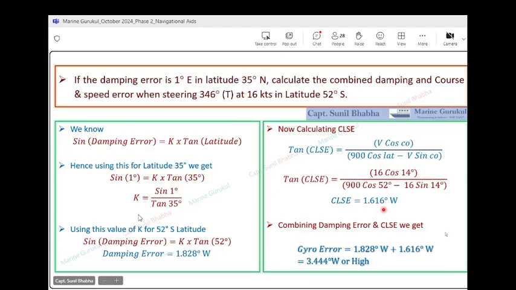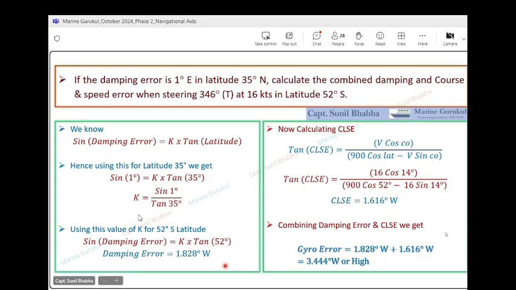Now to obtain the direction or the name of the CLSE or the steaming error, we are aware that the steaming error on northerly courses is always west. Whenever there is a northerly component in the course, that means the course is either northeast or northwest quadrant course, in that case, the error will always be west. If the course has a southerly component, that means the vessel is moving on a southeasterly or southwesterly quadrant, in that case, the error would be east. So in this case, a northerly component of the course tells us the error to be west or high.